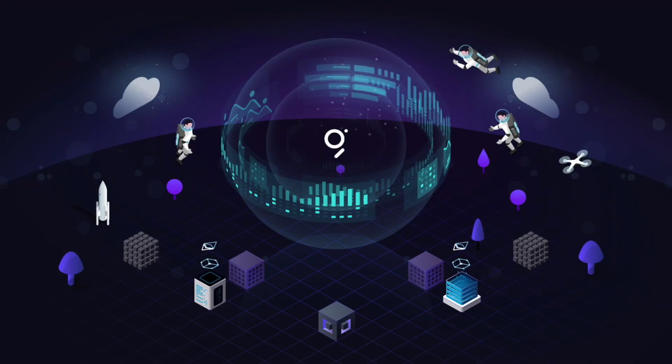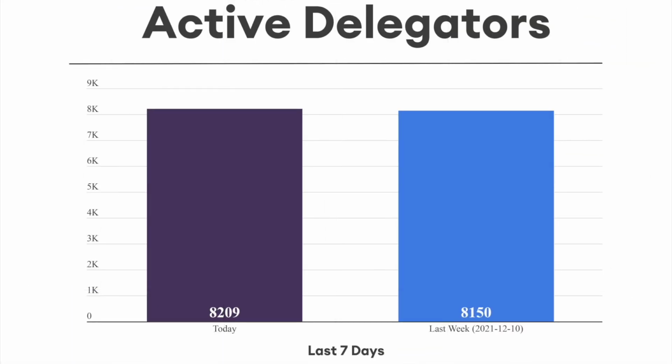Thank you, Cynthia. Here are the latest data sets from this week. The active delegate count has increased by 59 delegators, bringing a total to 8,209, all delegating to an indexer and playing their role in securing the network.